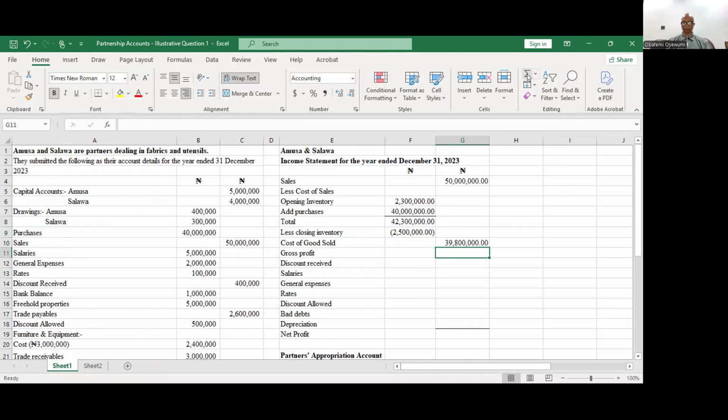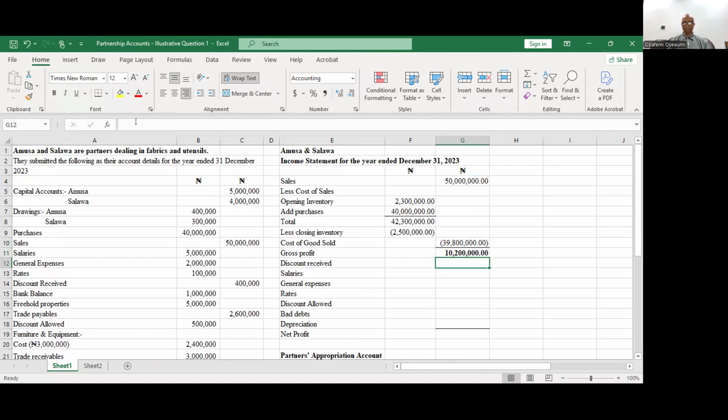What do we have as gross profit? Let me realign this and put the sign. We have negative in brackets, negative in parentheses as well. So we're going to have the gross profit, which is the difference between the turnover and what we have as cost of goods sold. So we already have that.